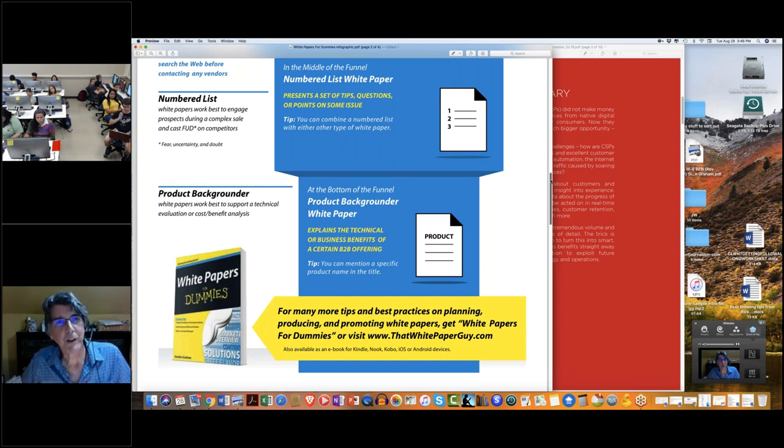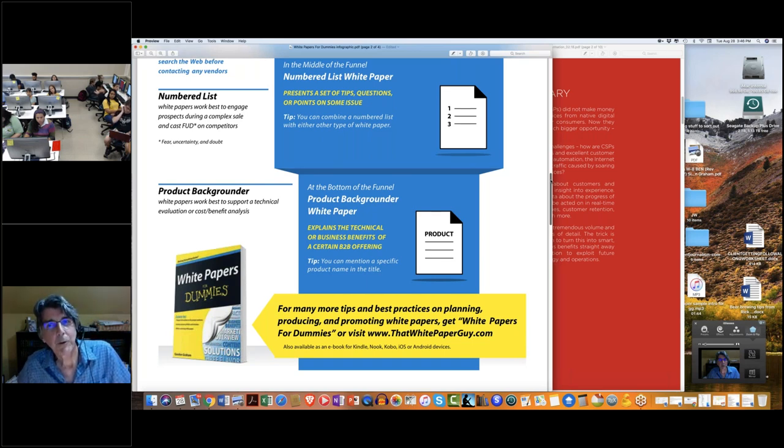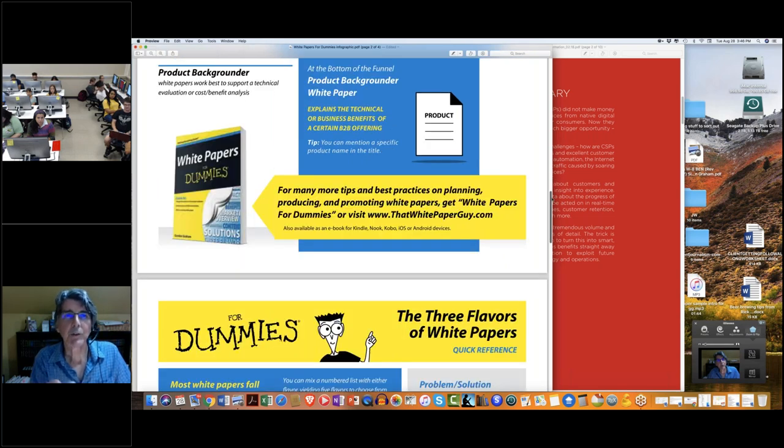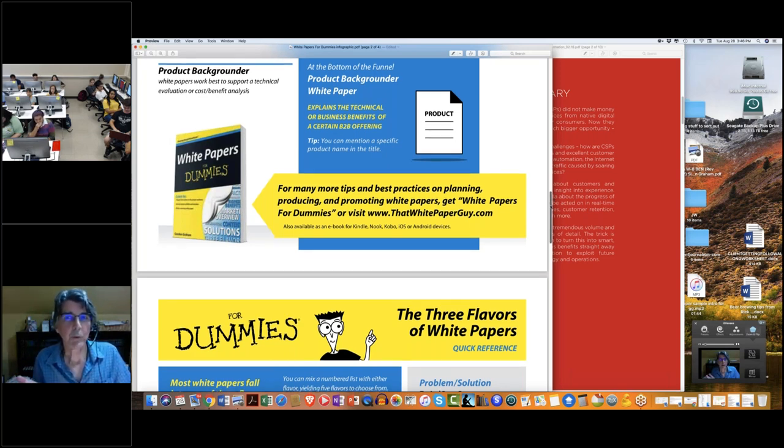And then at the bottom of the funnel is the backgrounder, the vanilla. When they've got it down to three possible choices, then they'll start asking for white papers that are specifically about the product. And somebody, it will be their job to analyze these three products. And the first place they'll start with is the white paper. So if a company doesn't have any white paper in the vanilla format and the other two do, what do you think happens? The one with no white paper at the bottom of the funnel is probably off the list. Probably just off the list.